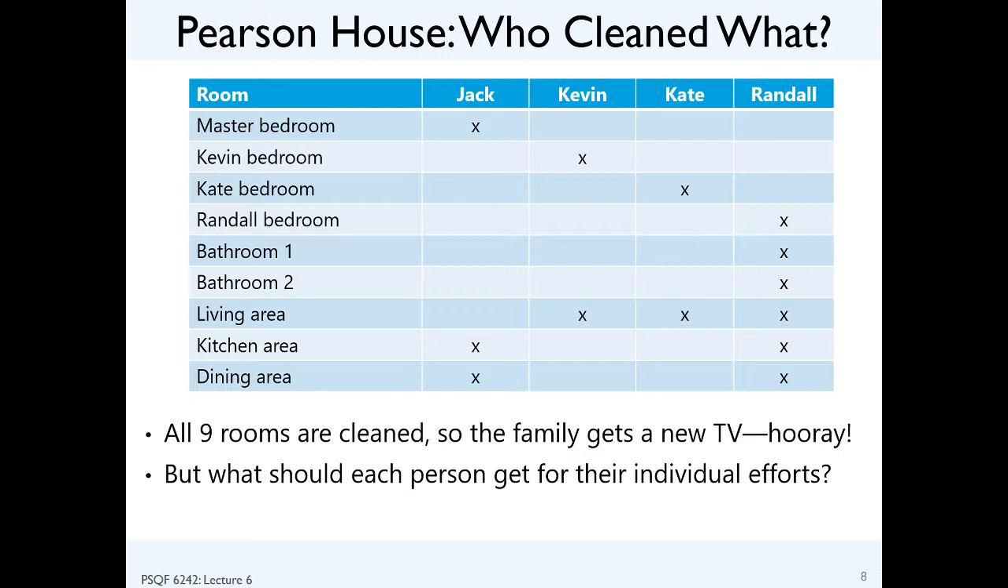So let's say here's the situation. I made a chart. If you just look down the list of rooms, somebody tackled everything. All 9 rooms are clean, so the family gets a new TV. Hooray! Now we got to figure out who gets how many Nintendo games.